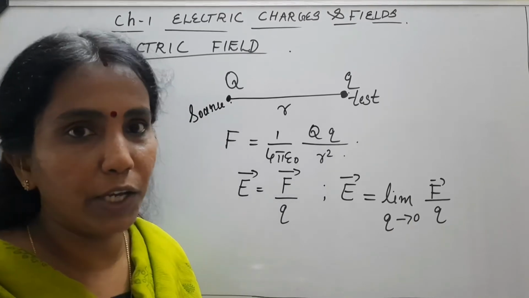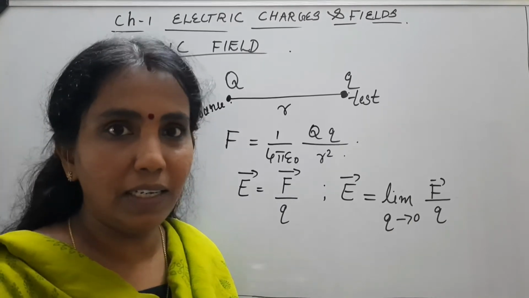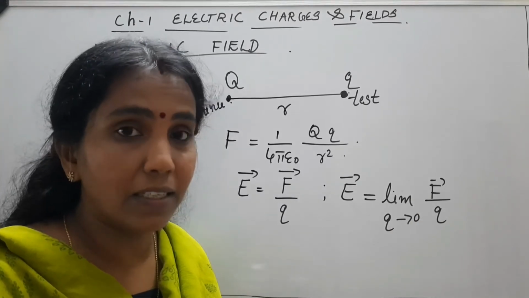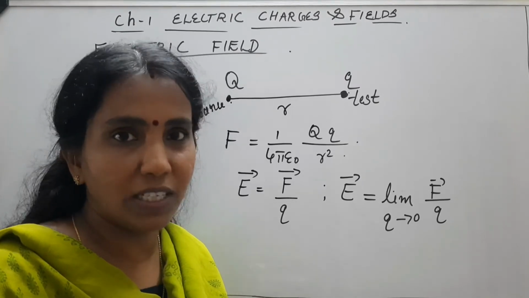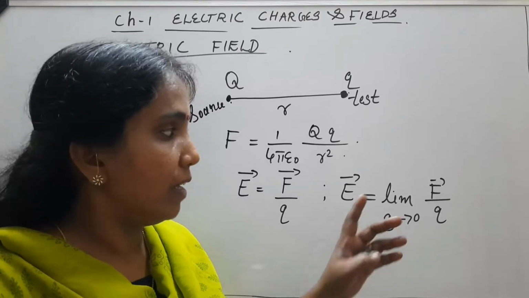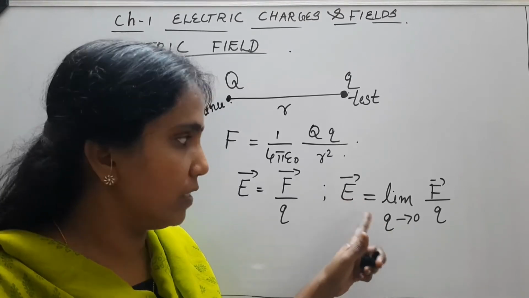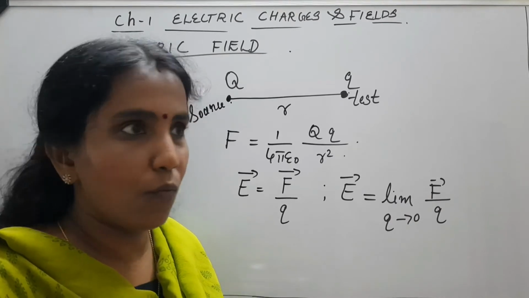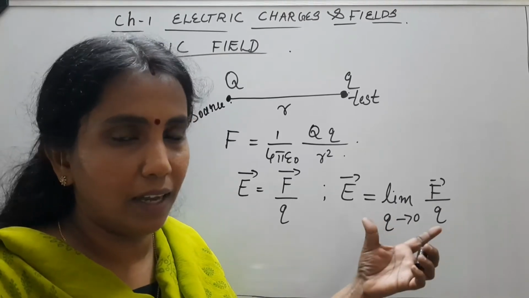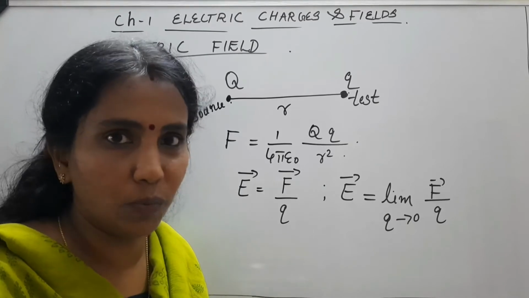So once again, what is electric field? Electric field is the force experienced by a unit positive charge kept at a point. And mathematically, that electric field is equal to limit Q tends to 0 F by Q. So why did we write it like this? I think that explanation is clear to you.